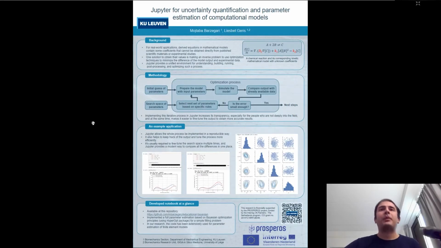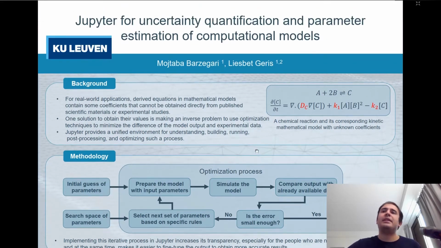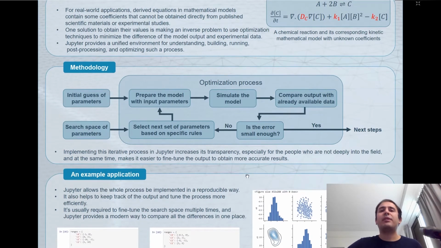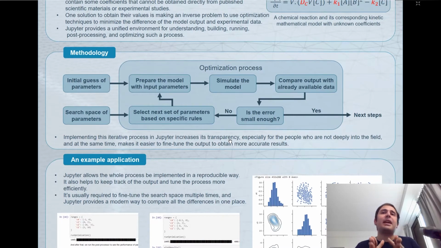Hello, everyone. This is a poster presentation about the role that Jupyter can play to make the process of parameter estimation more efficient and more transparent. For real-world applications, computational models and mathematical models usually contain a set of unknown coefficients, the value of which should be determined prior to conducting the final simulations. One of the best solutions to overcome this challenge is construction of an inverse problem in which an optimization process tries to minimize the difference of the output of the model and the experimental results that we already have.